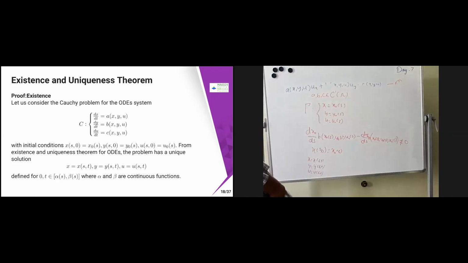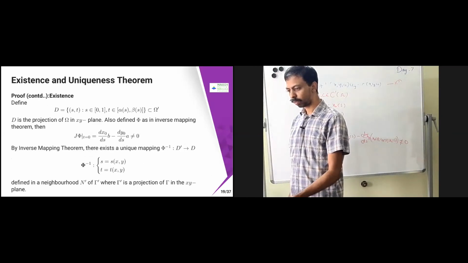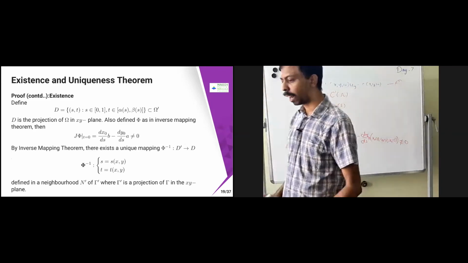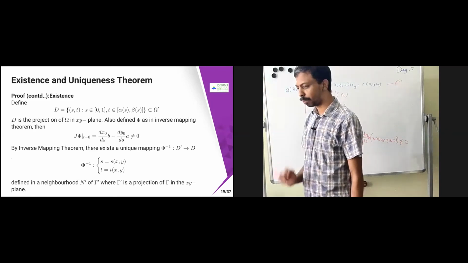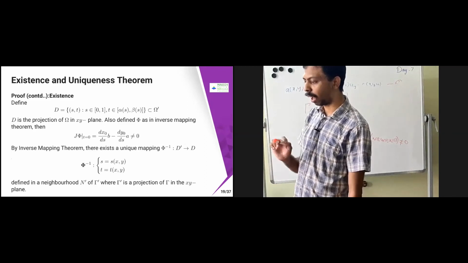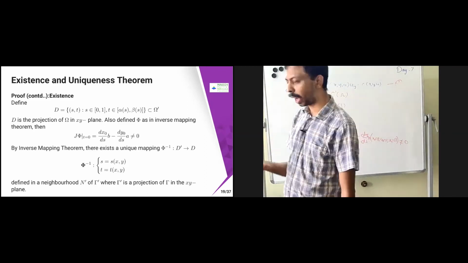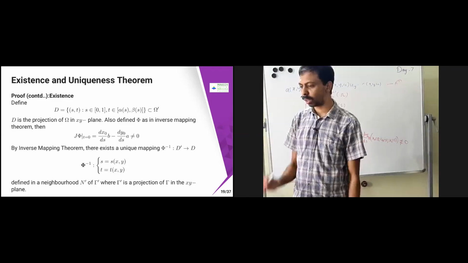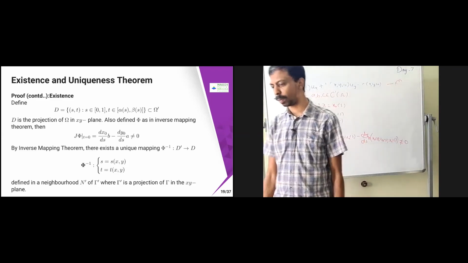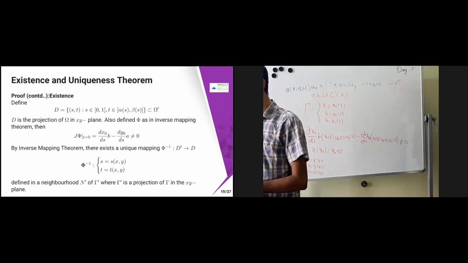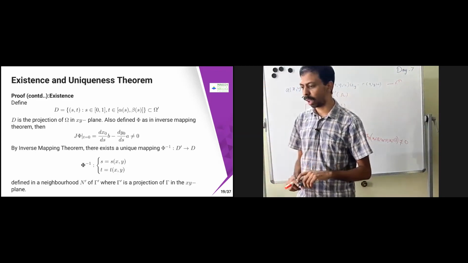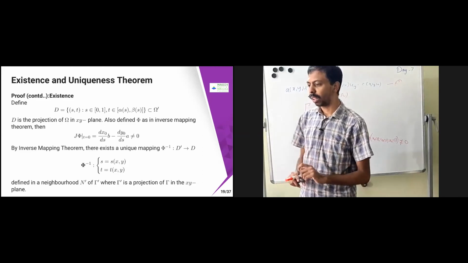So now I'm just trying to find what my D is. I'm defining D as a subset of omega dash, such that t belongs to the interval and s is in 0 comma 1. Then D is the projection of omega in the xy plane.